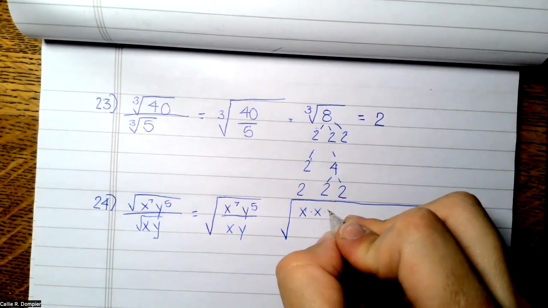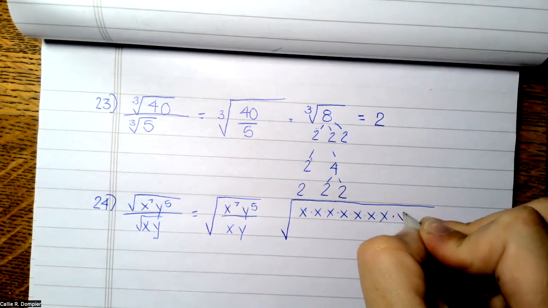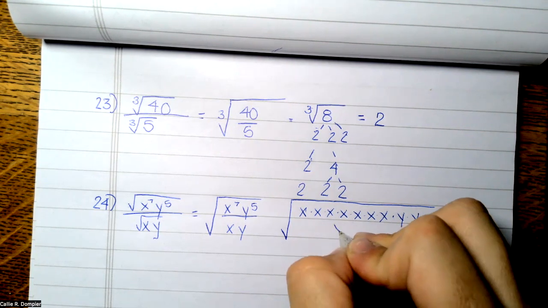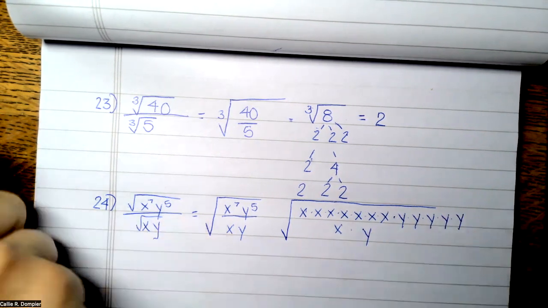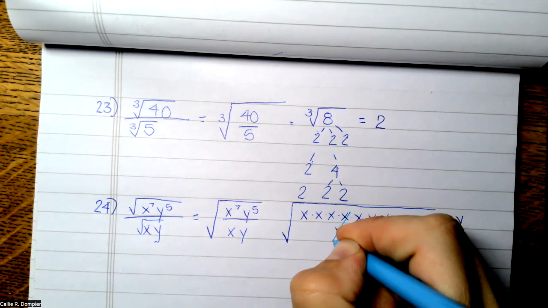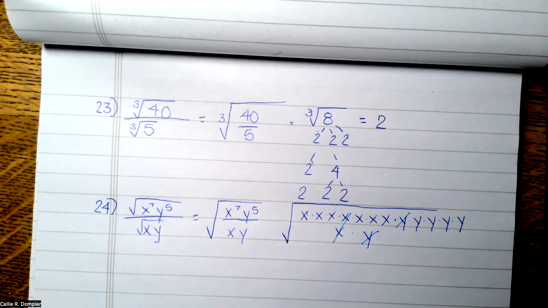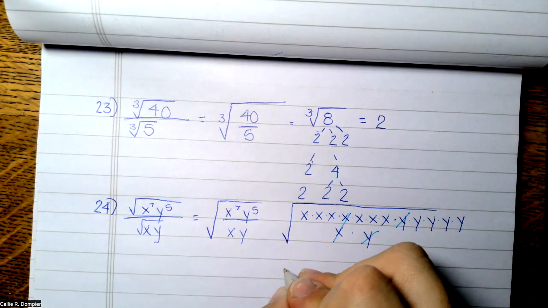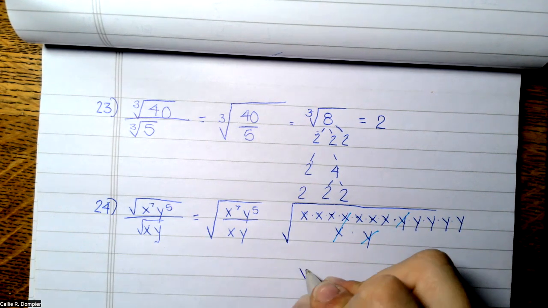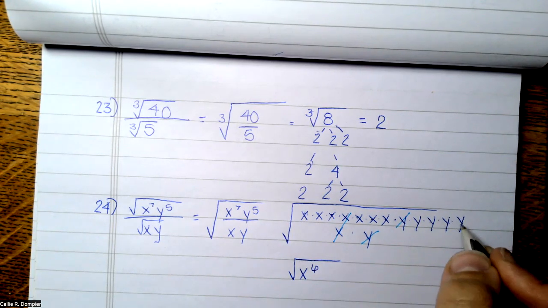There's 7 x's on top, and there are 5 y's on top. There's 1 x on the bottom, there's 1 y on the bottom. Remember, if it's common to the bottom and the top, we can cancel it out. All right, so that becomes x to the 6, y to the 4.